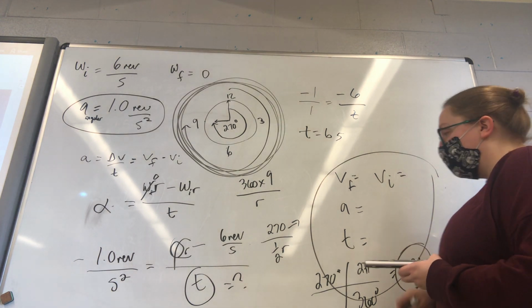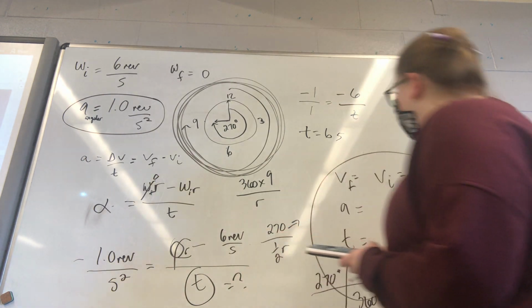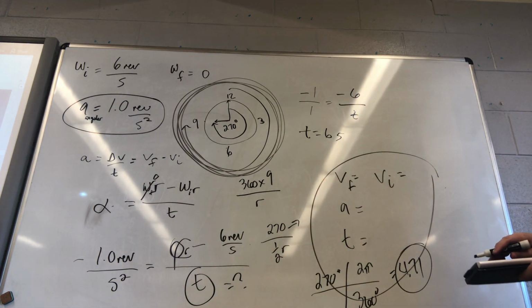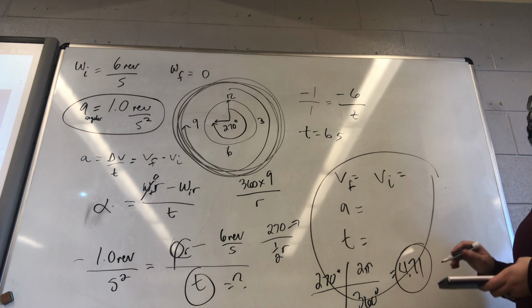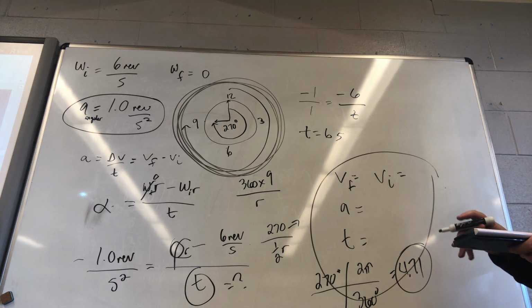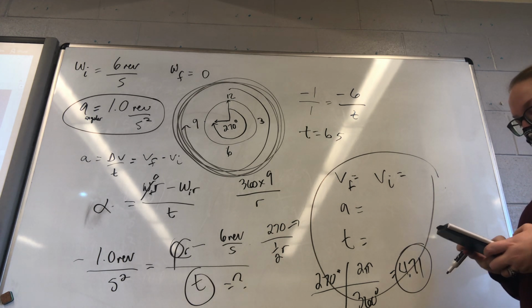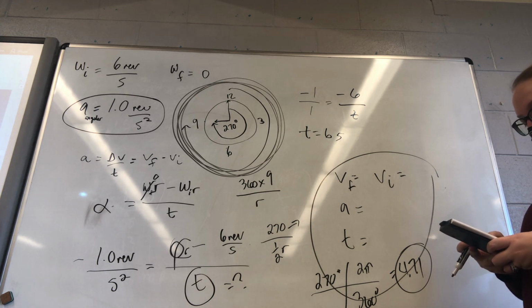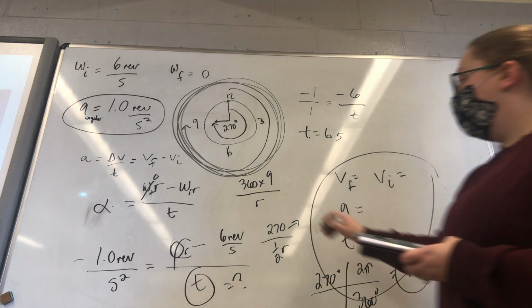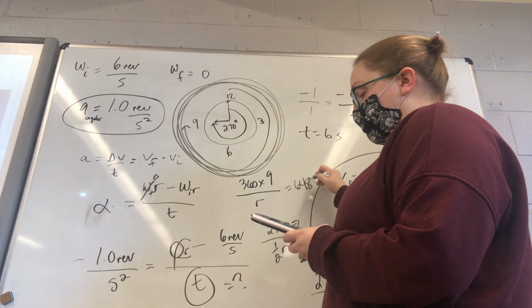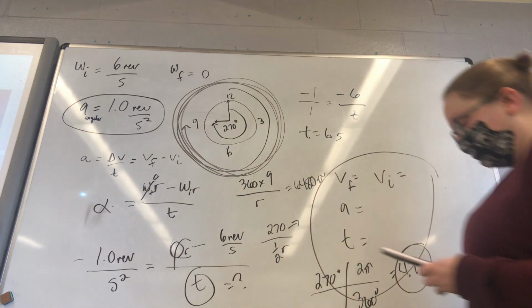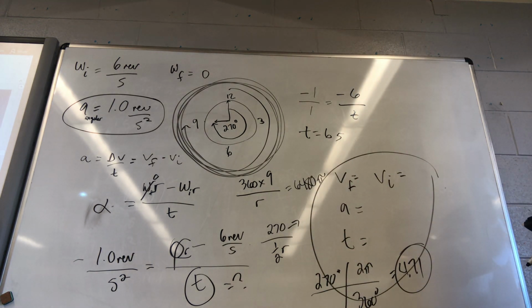So this is for the hour hand. That gets us in radians. This one did not convert. That number divided by 4.71.